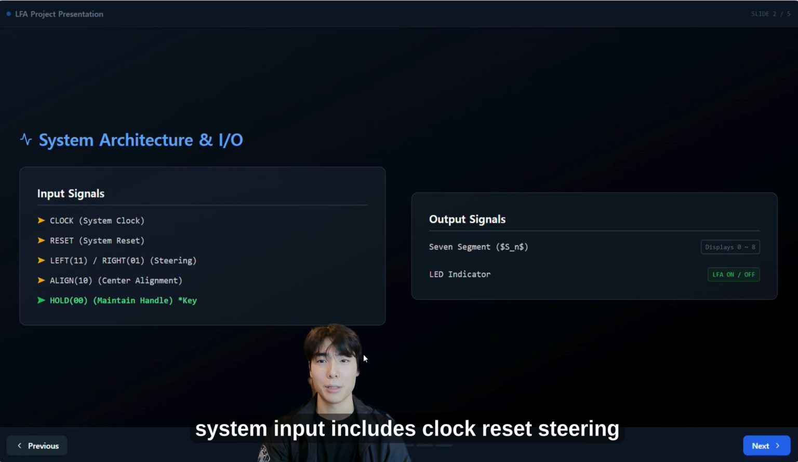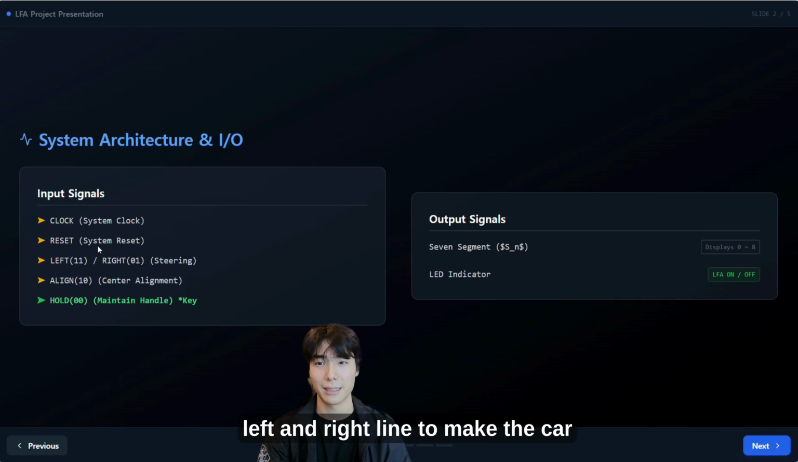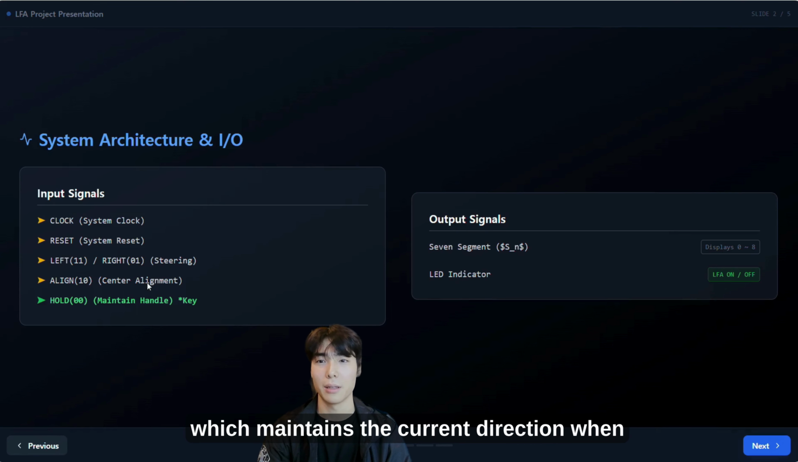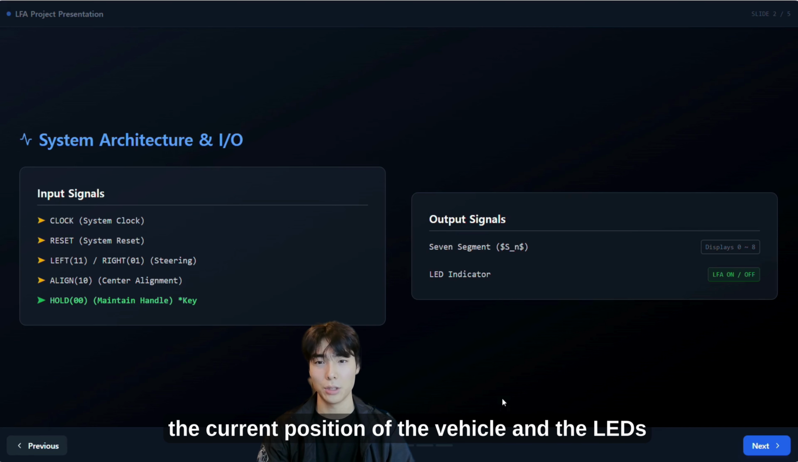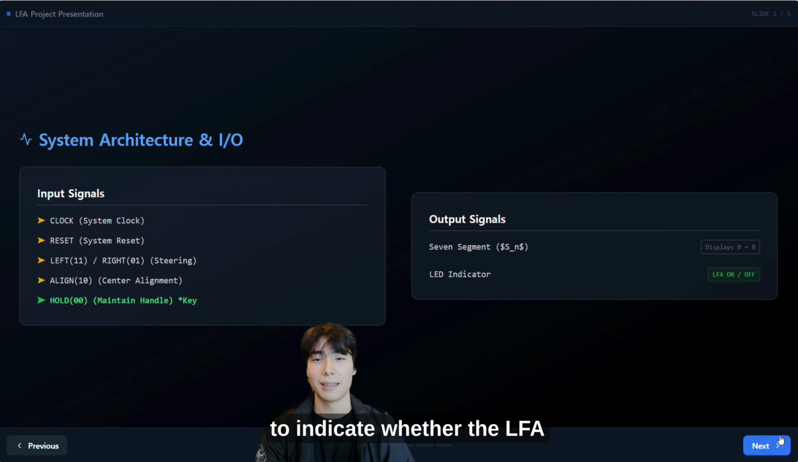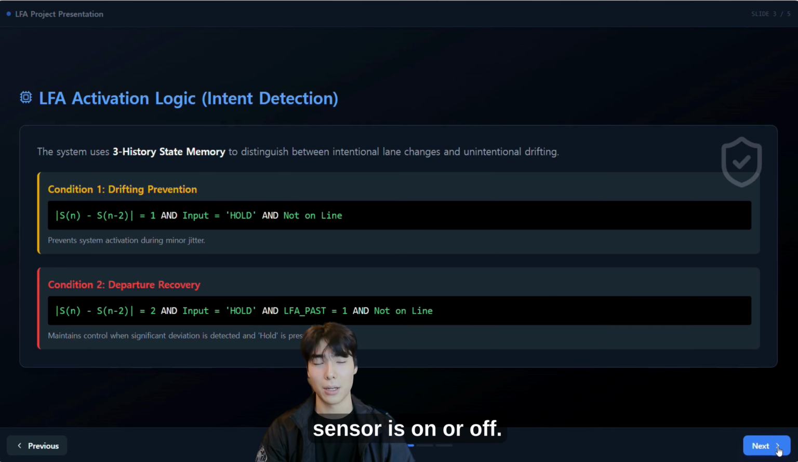The system inputs include clock, reset, steering left and right to make the car parallel with the lane, and finally the hold button, which maintains the current direction when you release the steering wheel. For the output, the system uses a 7-segment display to show the current position of the vehicle and LEDs to indicate whether the LFA sensor is on or off.